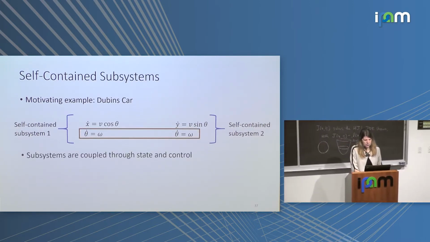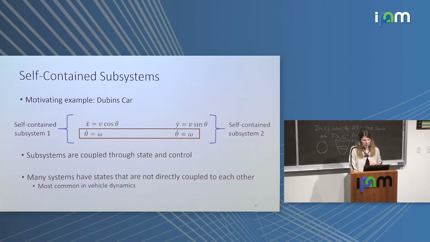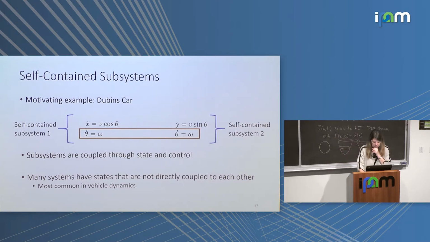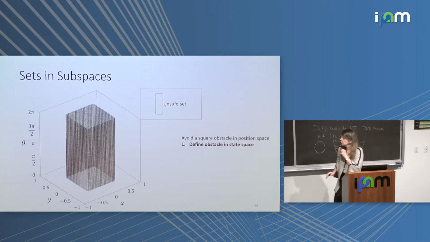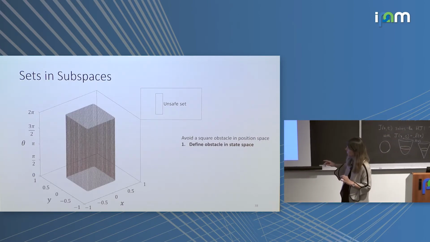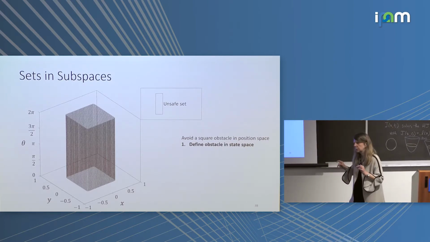You're allowed to couple both state and control. We've worked it out for a number of examples, and it's useful for many systems that have states that are not directly coupled to each other, so that you can trivially decompose. But even when you have this coupling, this could work, and that was the new innovation here. Going back to the Dubins car example, suppose you consider these two subsystems: one in x and theta, and one in y and theta.